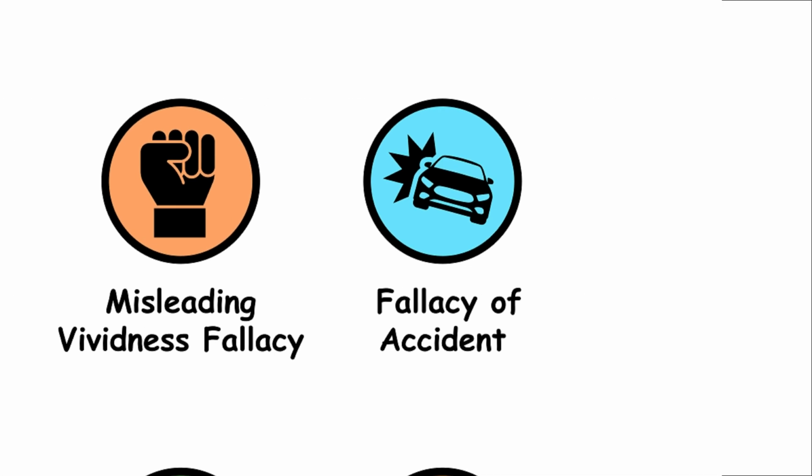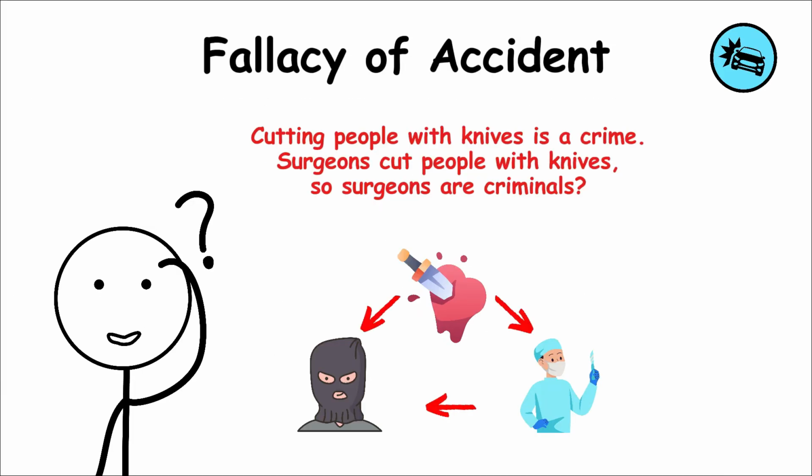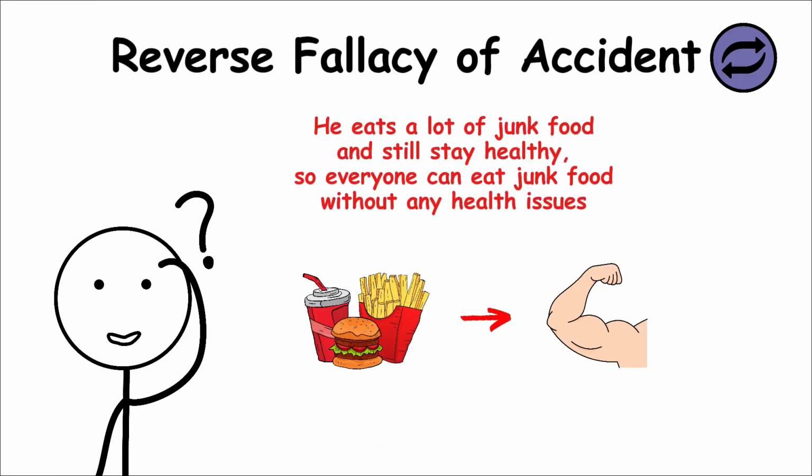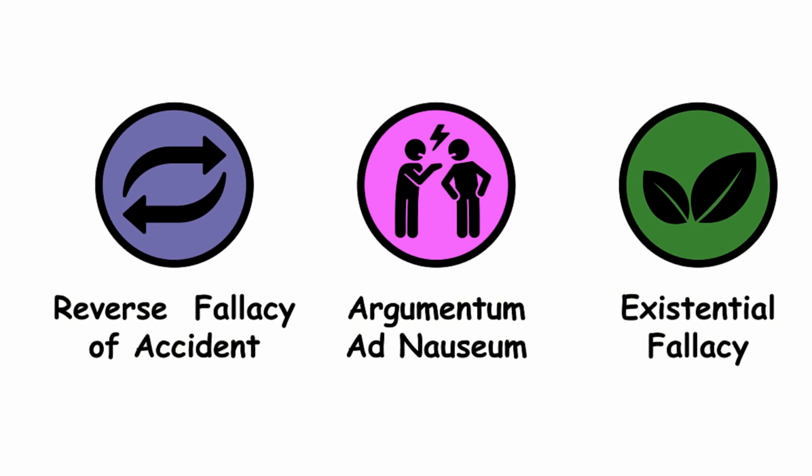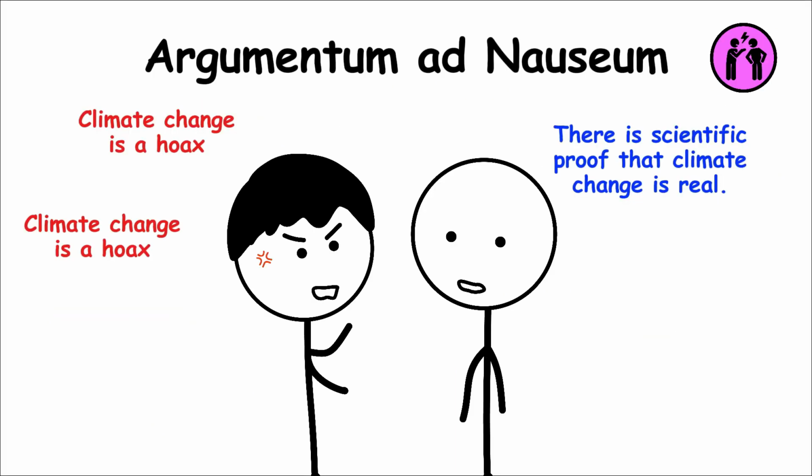The fallacy of accident. It happens when someone applies a general rule to a specific case that it doesn't really fit. The reverse fallacy of accident. It happens when someone applies a specific case to a general rule that it doesn't really fit. Argumentum ad nauseam. It's when someone keeps repeating the same argument over and over again, even if it's been proven wrong or irrelevant, in hopes that you'll eventually give up or be convinced.